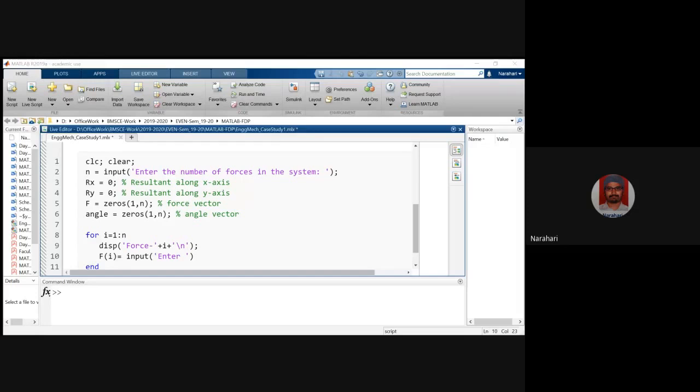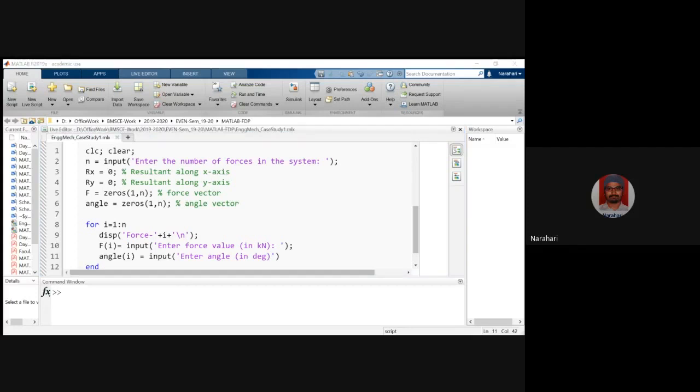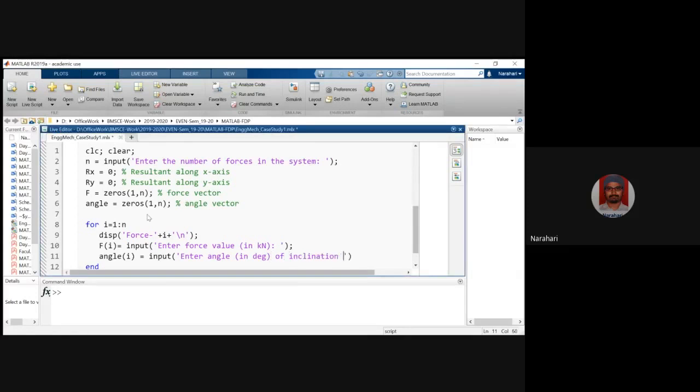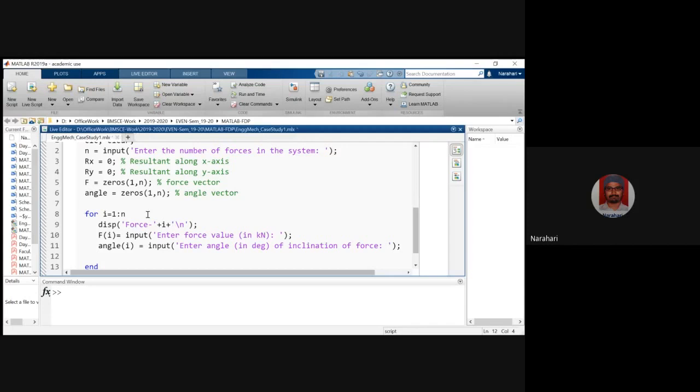Enter force value in kilonewton. Okay. Then angle of i equals input, enter the angle in degrees, angle of inclination of force. Okay. Then now I have got this force.